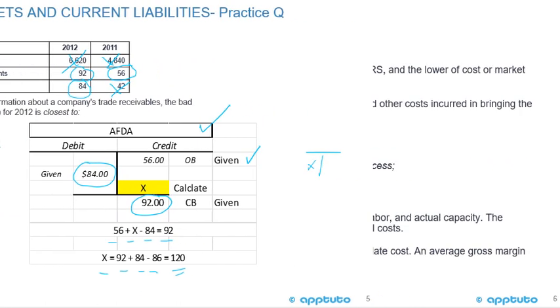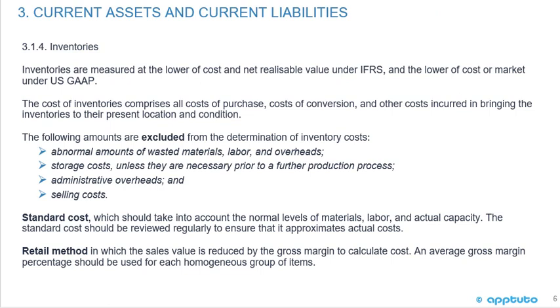The next current asset that we're going to look at is inventories. And by the way, there's an entire reading on inventories for the CFA Level 1, so we're going to see a lot more of this in detail. This is just going through it for the first time. But inventories are measured at the lower of cost and net realizable value under IFRS, and the lower of cost or market value under US GAAP. So that's an important distinction to understand.